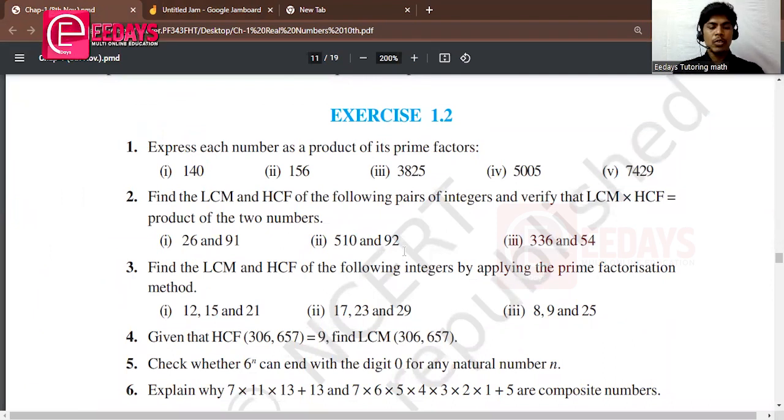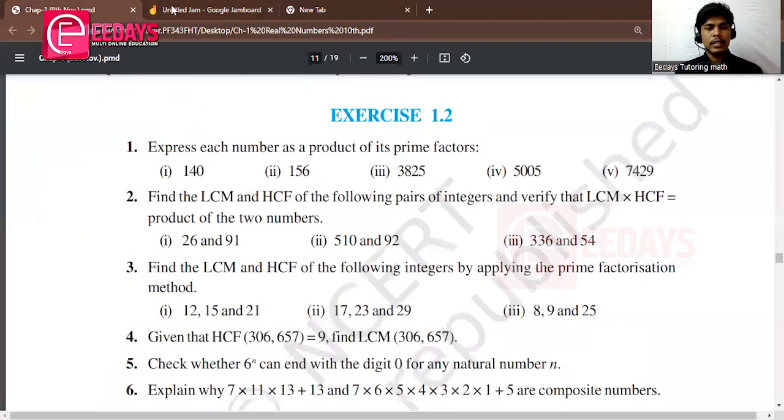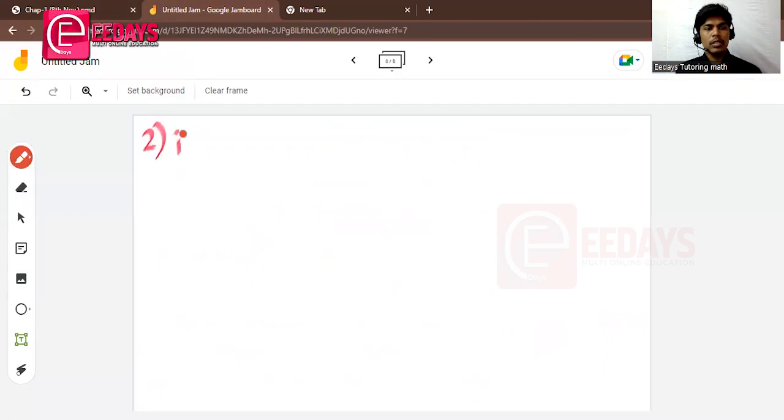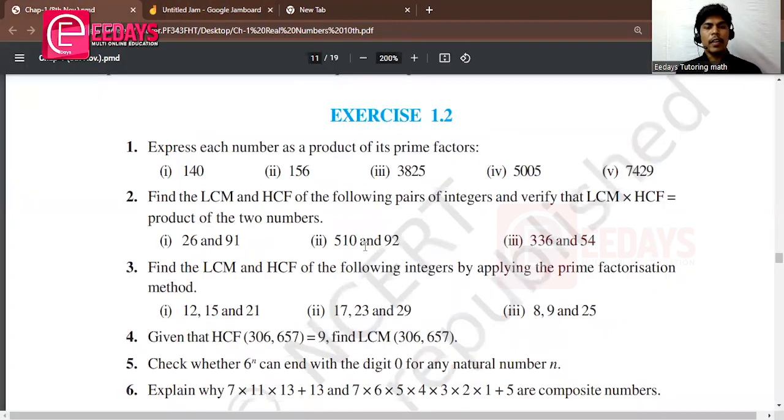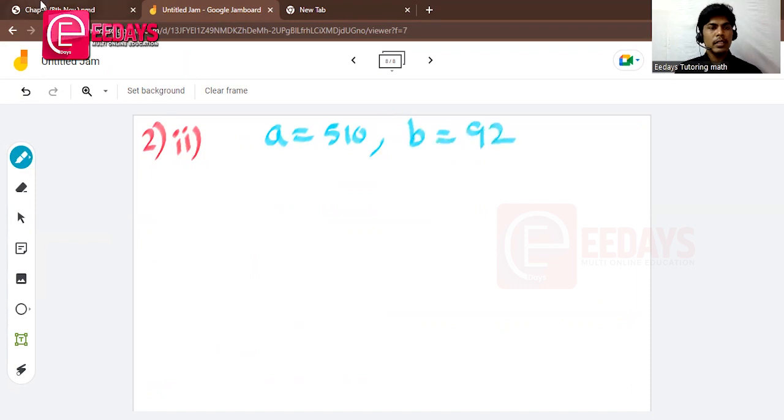So which sum do we have to solve? Which one is easy and which one is difficult? Let's solve the second one, because it is a bigger number. The second question: 510 and 92. These are the two numbers, so A is equal to 510 and B is equal to 92, right? Now, our job is to find the prime factors.